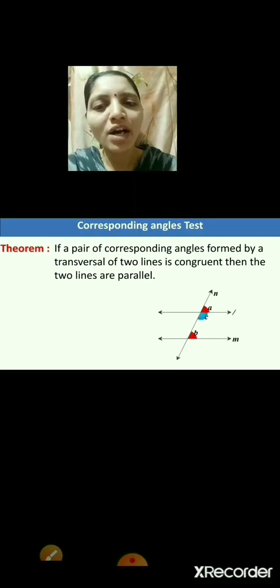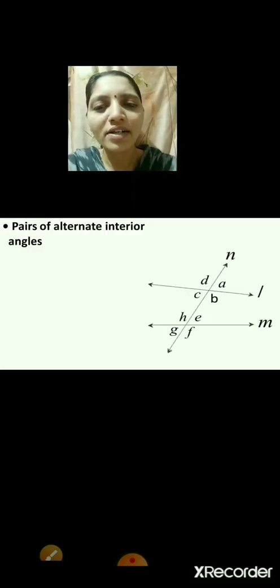Now today we are going to learn the alternate angles theorem. We know that there are two types of alternate angles: alternate interior angles and alternate exterior angles. Now let's quickly find out what are interior angles and what are exterior angles.